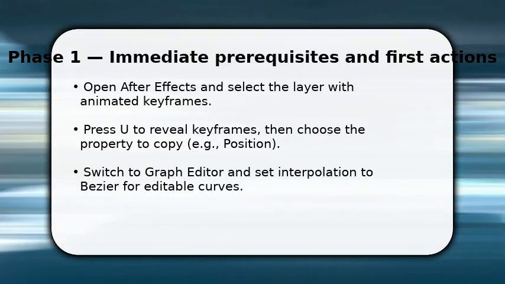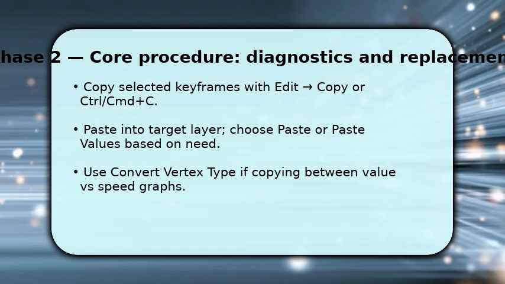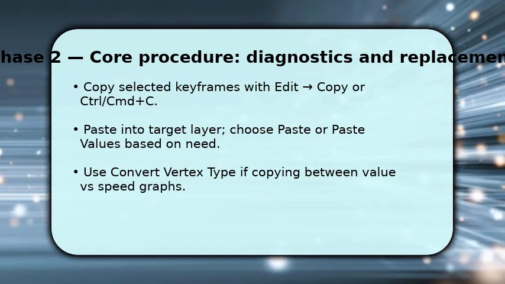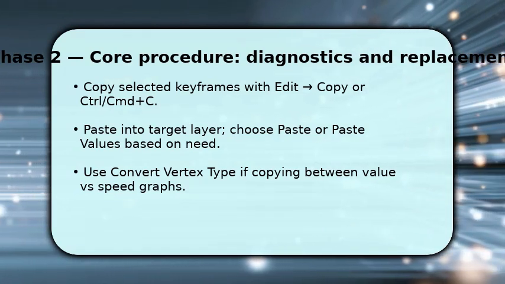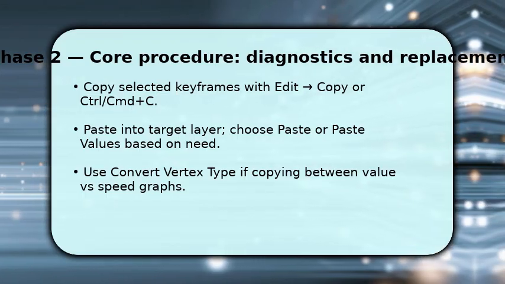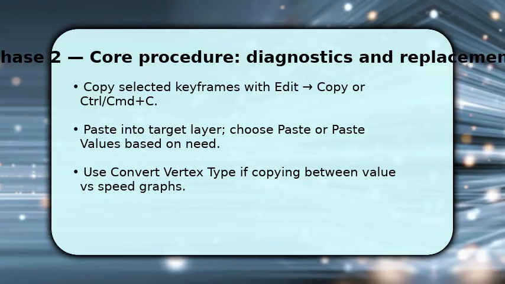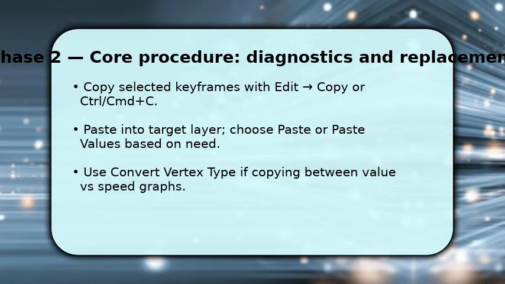Now select the exact keyframes you want to copy. We'll duplicate their motion, not just values. You copy the selected keyframes with Ctrl or CMD+C and paste them into the target layer right away. If the source uses value graph but the target is using speed, make sure to convert between value and speed interpretations, otherwise motion looks wrong.